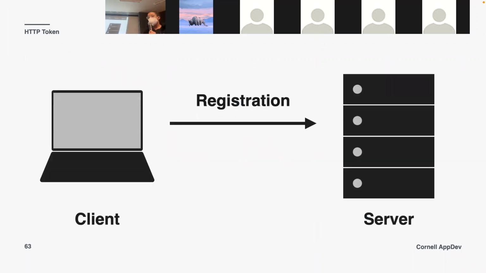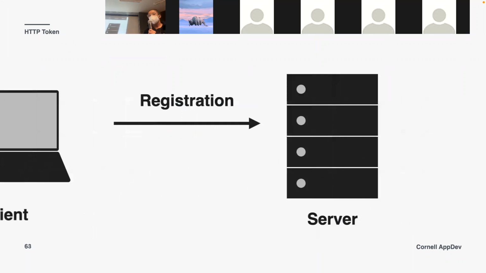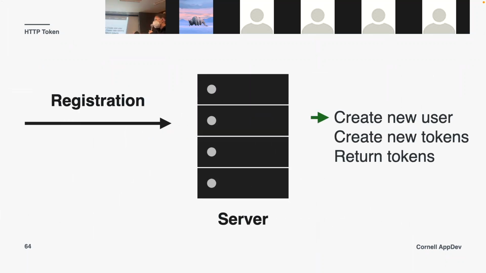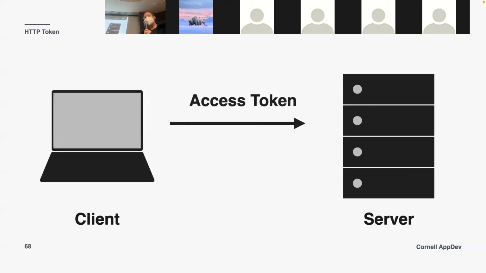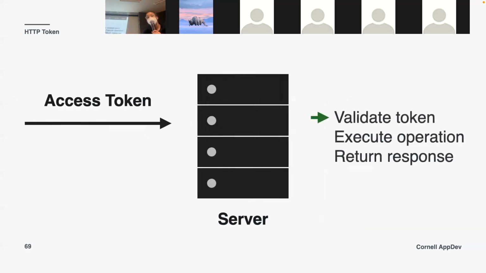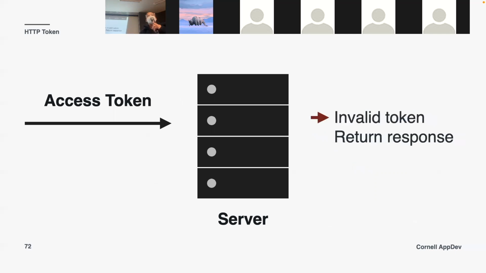So here's an example. You're registering a new user. The client sends information to the server, and then you create the new user. You create the new tokens, being the access token itself and the corresponding refresh token, and then you return these tokens. The tokens are sent back to the client and stored in the cache. Another time when they want to send a request, they would send the access token, validate the token, and then execute the operation. So basically do whatever the user had intended to do, and then return a response.